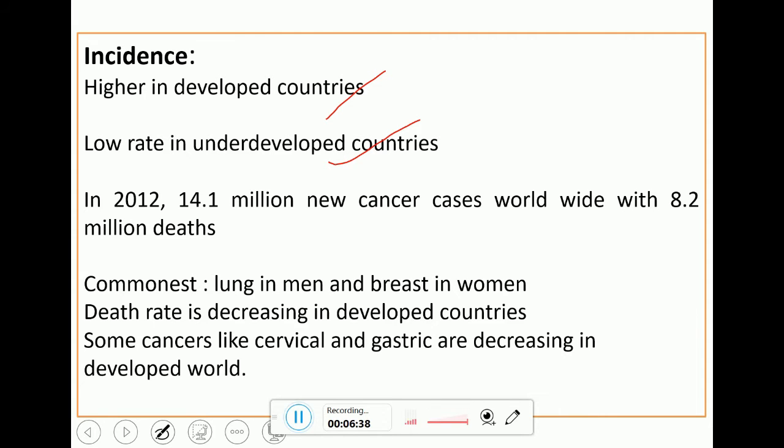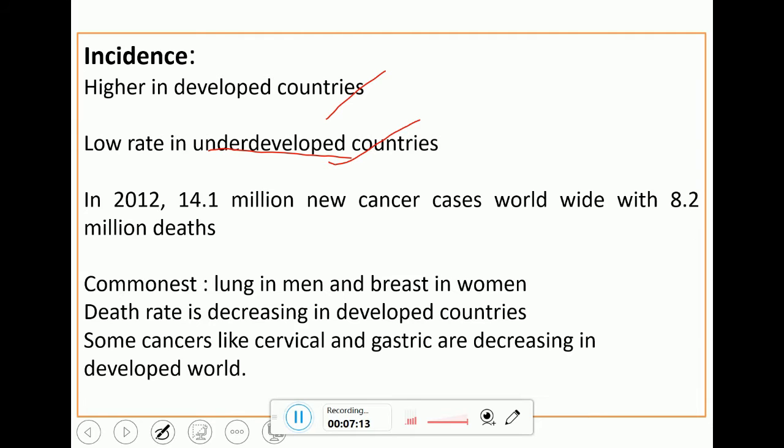Why is it that developed countries have more cancer patients? It is because of their dietary habits, their environmental factors, and their sedentary lifestyle. These are the major factors which contribute to the prevalence of cancer in developed countries. In underdeveloped countries, people do more hard work and are not so much exposed to the Western diet, so they still show a low rate of cancer.